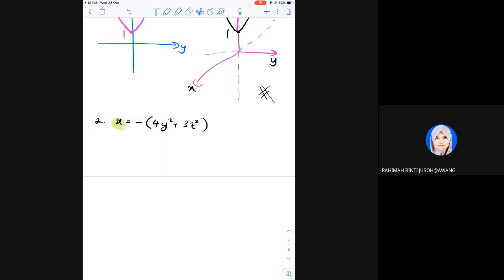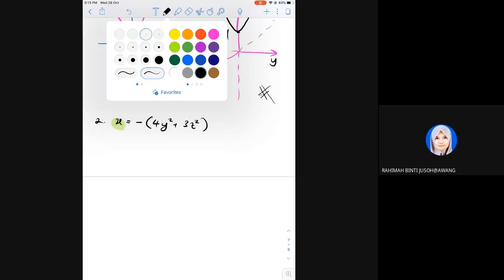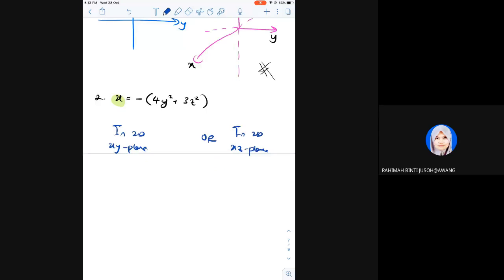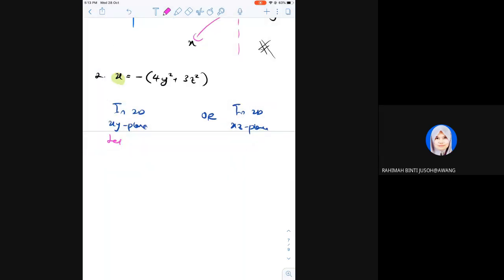Question number 2, X equals to negative 4Y squared plus 3Z squared. Ini pun sama. Kalau you nak try plot 2D, you boleh pilih sama ada XY plane atau XZ plane in 2D. Either one, you tak perlu buat dua-dua pun. Alright, so now let's say kita ambil XY plane. So XY plane, we let Z equals to zero. Therefore, our equation is X equals to negative 4Y squared.